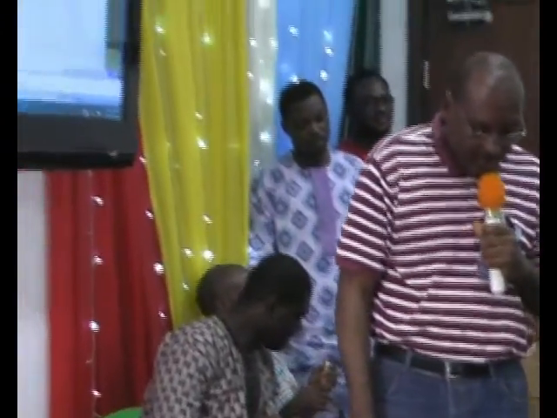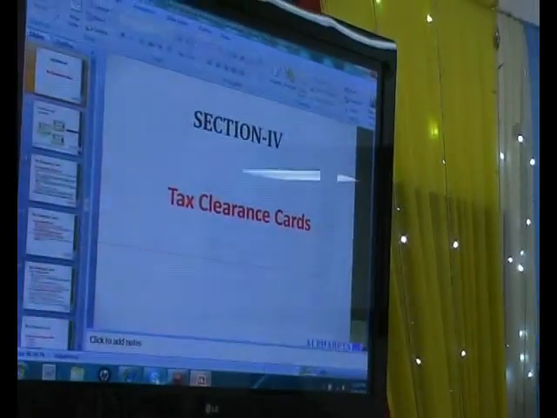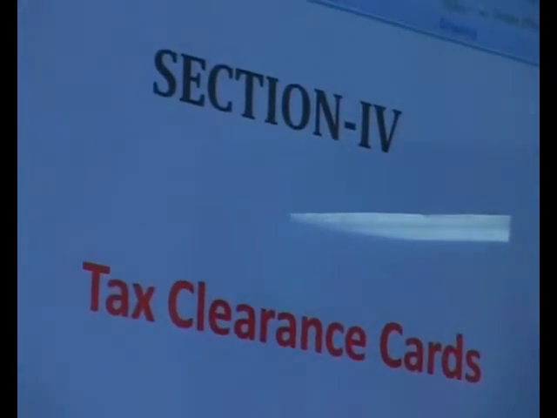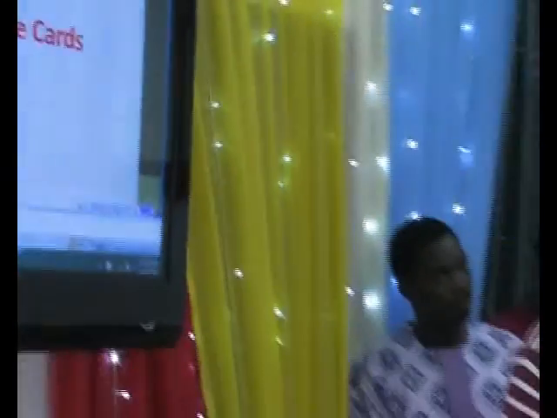We have been told about the automated revenue receipt, and we have been told how to log in on the website. And the next thing we're going to talk about is the electronic tax clearance. As we know, in those days, we were using the paper tax clearance. Now we're using the electronic tax clearance, that is the smart card, which you can view anywhere in the world.